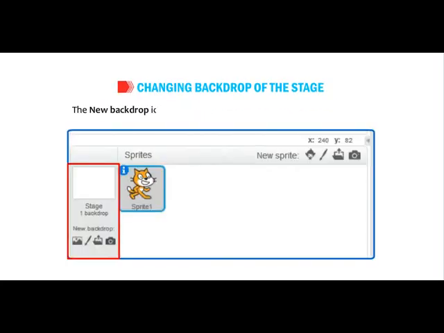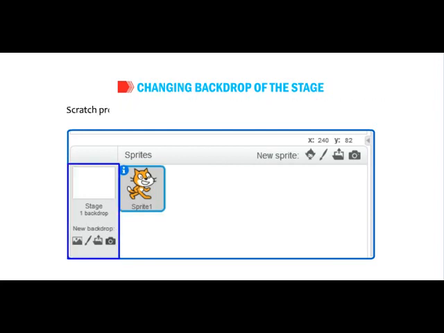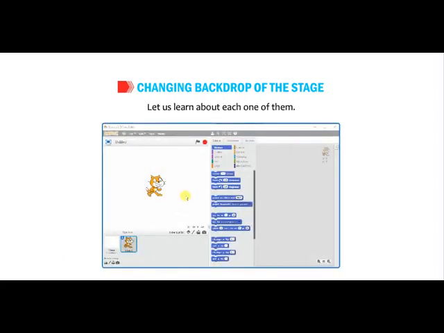Okay, let us find out how to change backdrop of the stage. The new backdrop icons are used to change the background of the stage. We can either create our own backdrop or choose any backdrop from the available built-in options. Scratch provides 4 different options to change the backdrop of the stage. Let us learn about each one of them.